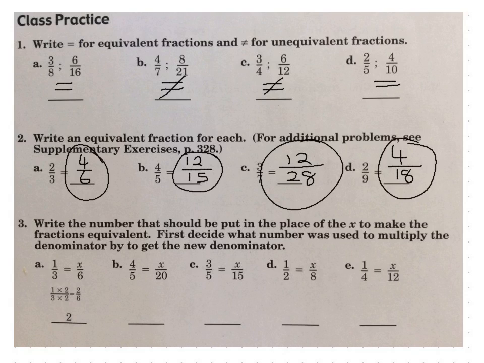Okay, number 3. The directions tell us to write the number that should be put in place of the x to make the fraction equivalent. First, decide what number was used to multiply the denominator by to get the new denominator. So what they're saying is, okay, let's see, 3 times what equals 6? Well, 3 times 2 is 6, so we need to do 1 times 2. Whatever you do to the bottom, you do to the top, and they've shown the work there for that.